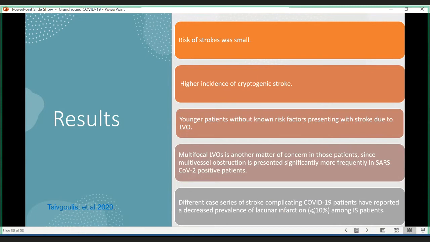Interestingly, they found that lacunar infarction decreased by more than 10% during the pandemic. And one rationale behind that is the possibility that patients with a lacunar stroke tend to have minor symptoms and probably want to stay at home due to fear of contracting COVID-19 if they go to the hospitals.